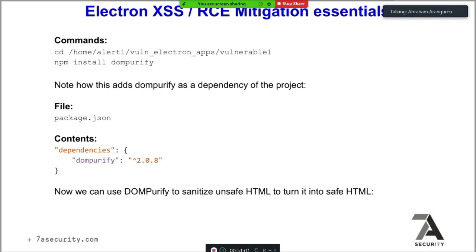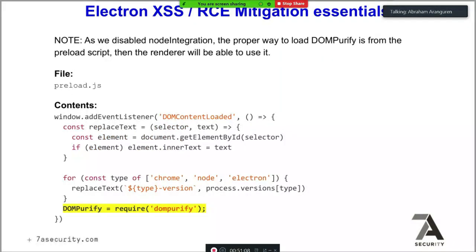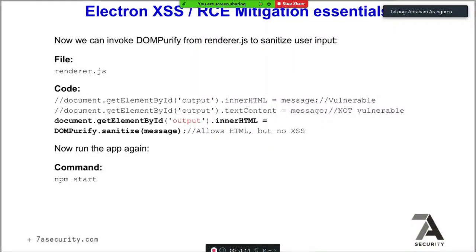So you will add the dependency, and then you can use it to sanitize unsafe HTML to turn it into safe HTML, right? So you have DOMPurify, require DOMPurify, and then in the renderer file we can do this. We can comment out the other lines, and then the output is innerHTML equals DOMPurify.sanitize(message), right? So this will allow HTML, but it will not allow XSS.